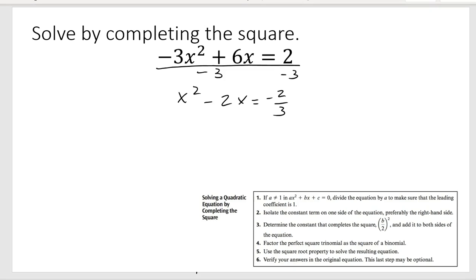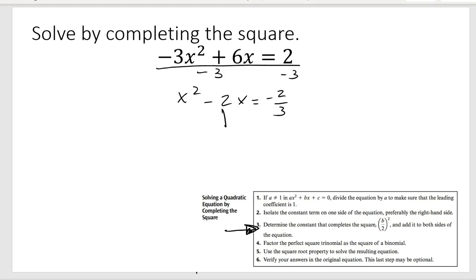So if my c had been on the other side, I would have moved it over to this side, but our problem already came with the c isolated on the right. So I wanted to have ax squared plus bx on one side of the equation all by itself. Now, here's where we're going to complete the square. What we're going to do is add b over 2 squared to both sides.